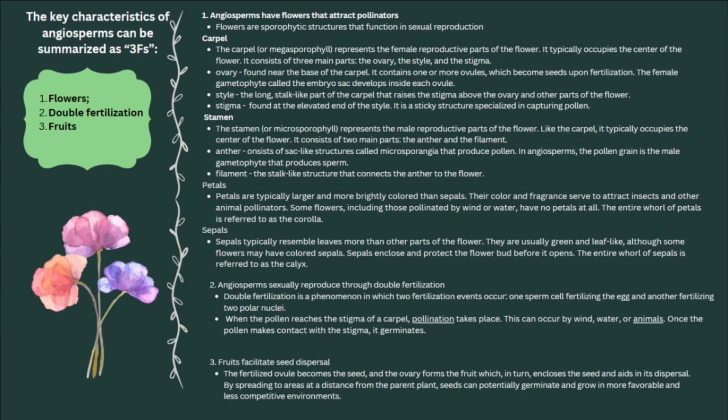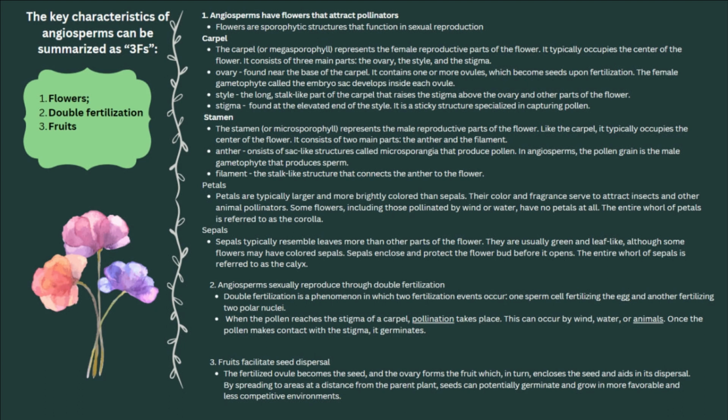Petals are typically larger and more brightly colored than sepals. Their color and fragrance serve to attract insect and other animal pollinators. And lastly, sepals. Sepals typically resemble leaves more than other parts of the flower. They are usually green and leaf-like, although some flowers may have colored sepals.